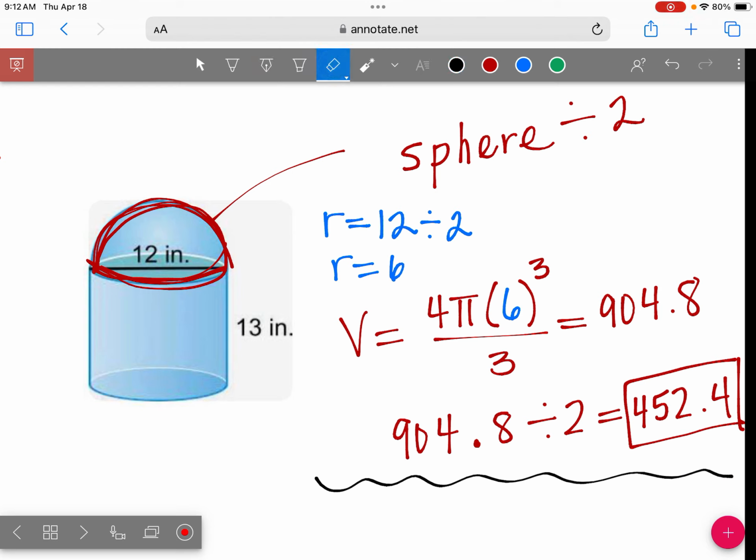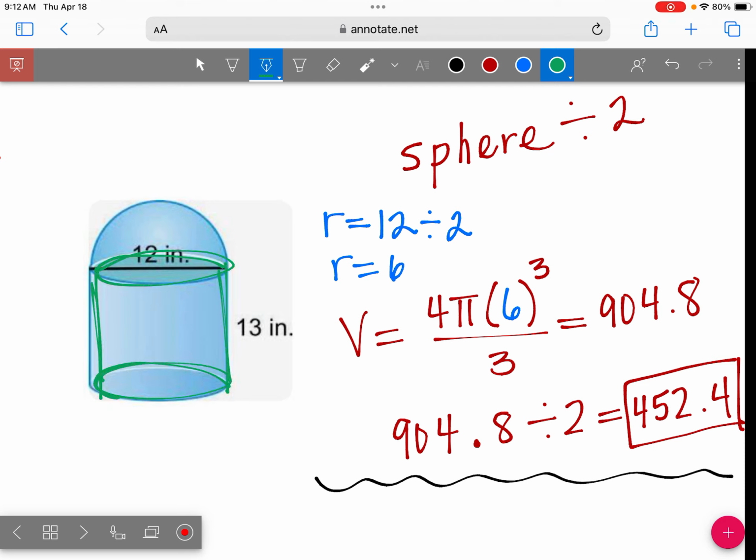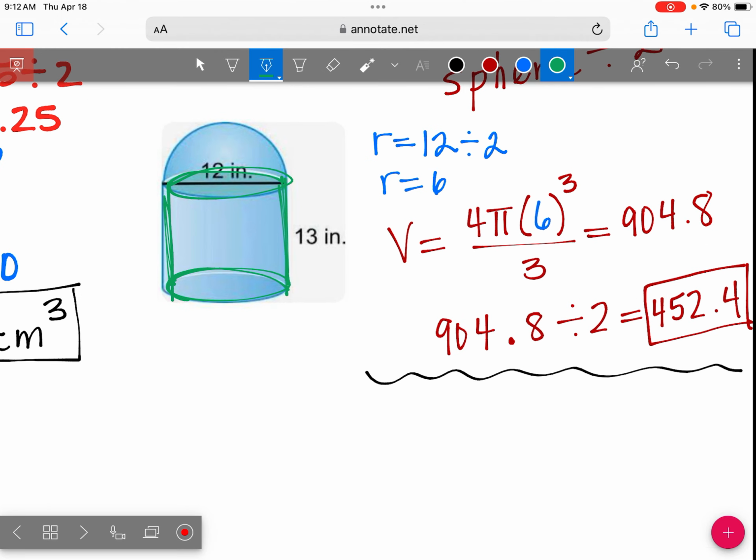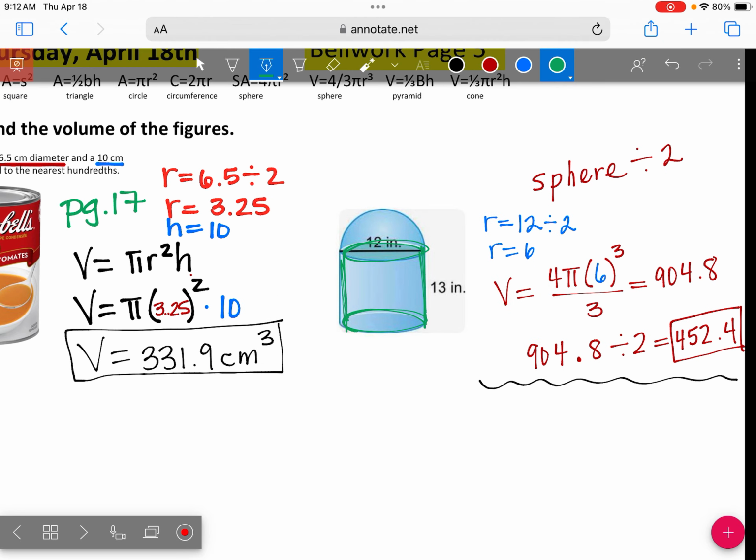What do we have at the bottom? What shape is this at the bottom? So this part here that I have highlighted in green, it's another prism, but it has a circular top and bottom. So we call that a cylinder. The formula for volume of a cylinder is the same formula that we just used for the first question, because that Campbell's can is also a cylinder. And that would be volume is pi r squared h.